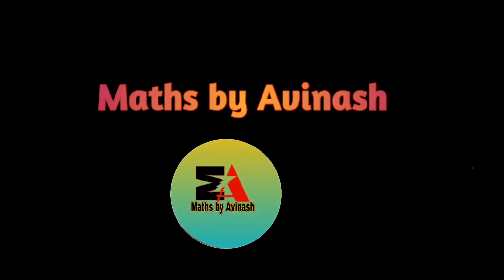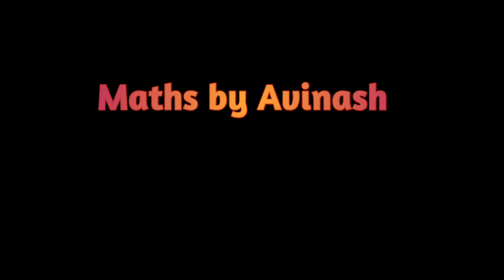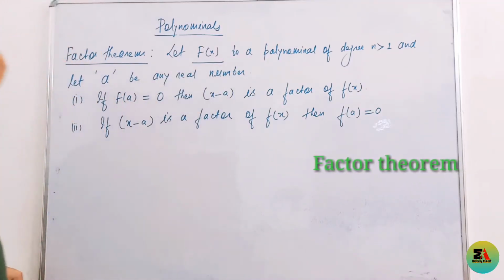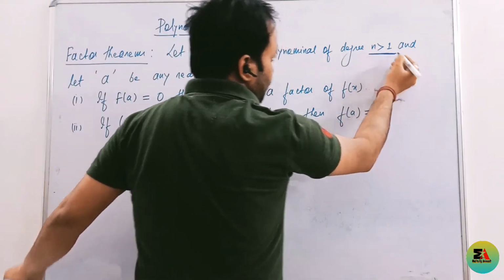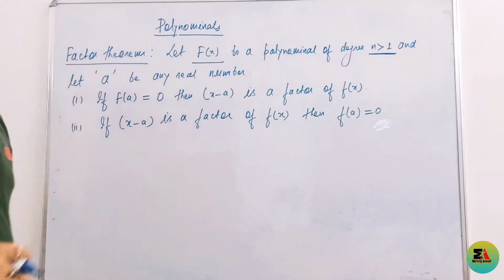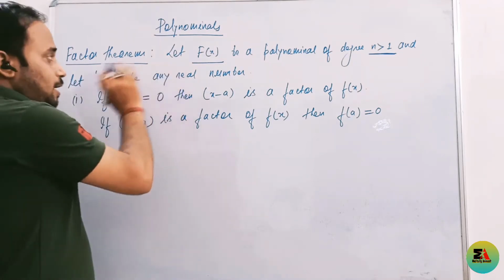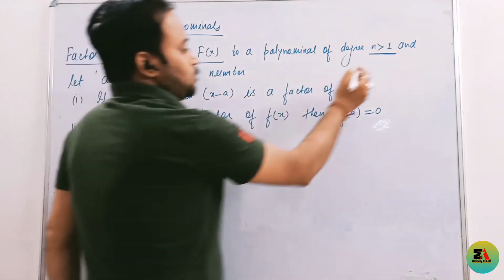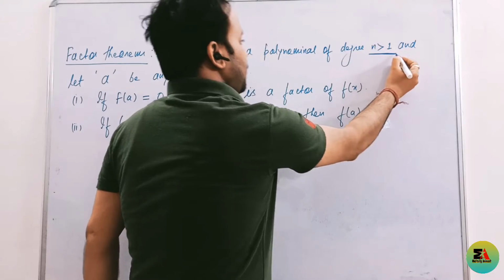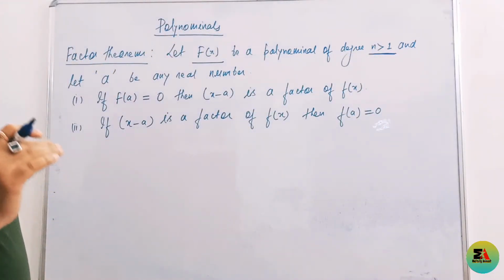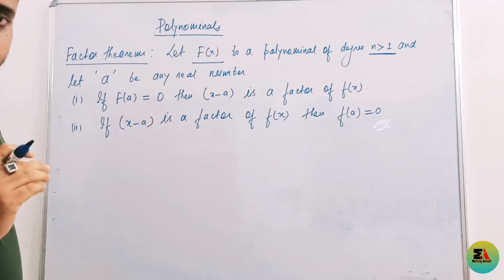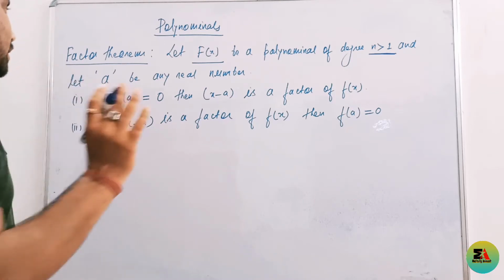What is the factor theorem? Suppose f(x) is a polynomial whose degree is greater than 1. It means the polynomial is either quadratic, cubic, or biquadratic, but it is not linear. Greater than 1 means except for a linear polynomial, we have to take quadratic, cubic, or biquadratic.